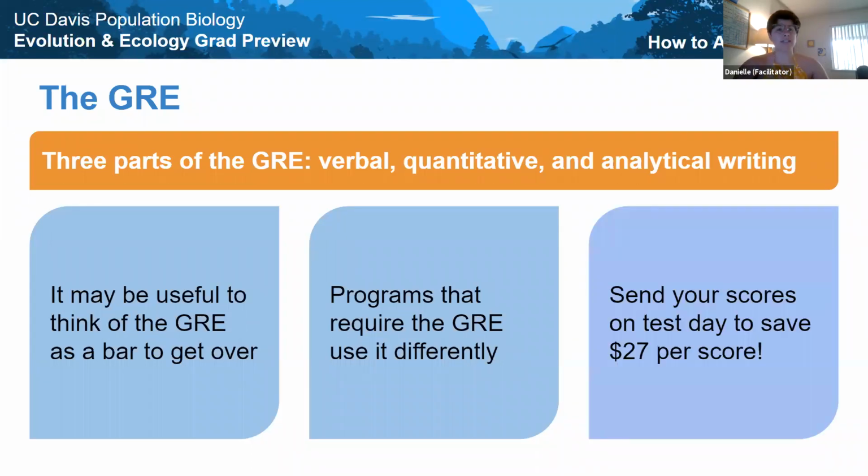And just reiterating, send those free scores on the day of, no matter what your test was. If you just had a bad day and for whatever reason you want to take the test again, you can resend all those scores, but just save yourself that little bit of money and use those 5 free test scores the day of the test.